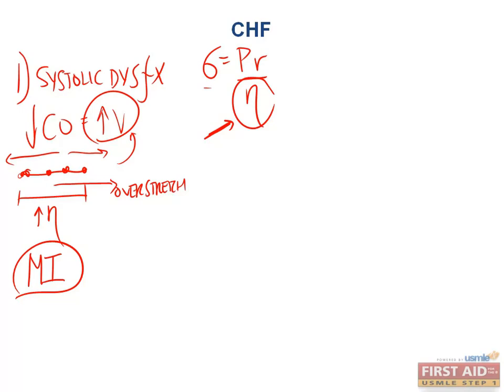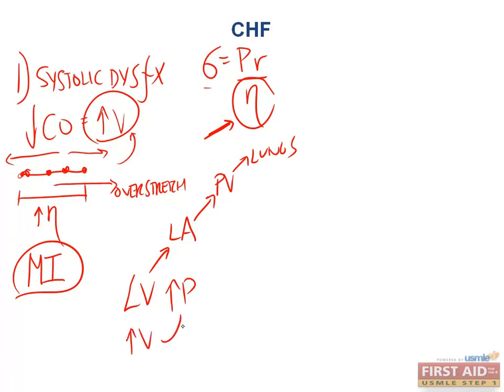The eventual volume overload or blood overload will back up from the left ventricle into the left atrium and then into the pulmonary veins and into the lungs. This is accumulation of pressure, right? So whenever you increase volume within a contained space, you end up increasing pressure. The pressure will back up all the way and increase hydrostatic pressure in all those compartments.